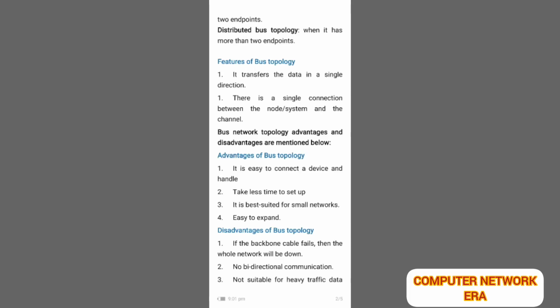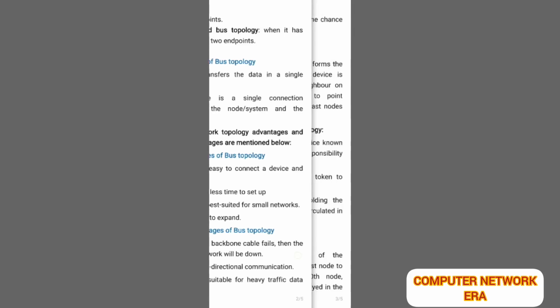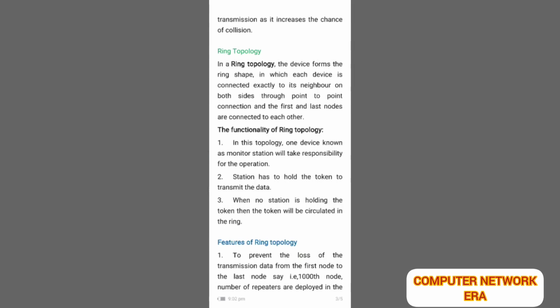We have some disadvantages of the bus topology. If the backbone or the main hub cable fails, then the whole network will be down. It doesn't support bidirectional communication and is not suitable for heavy data traffic because it increases the chance of collision.